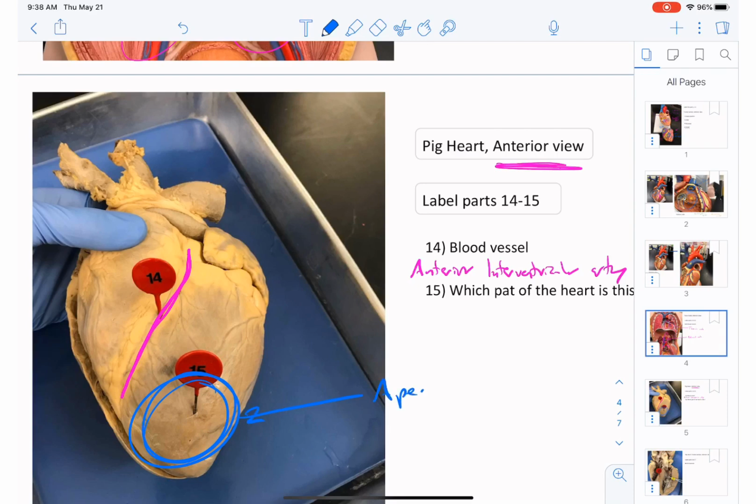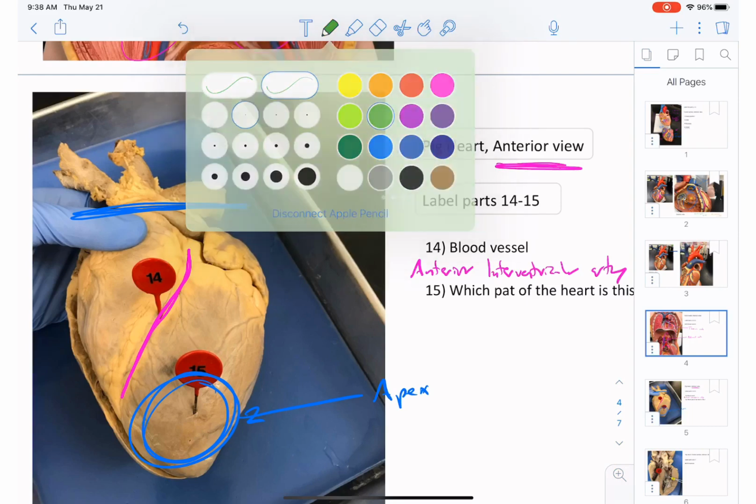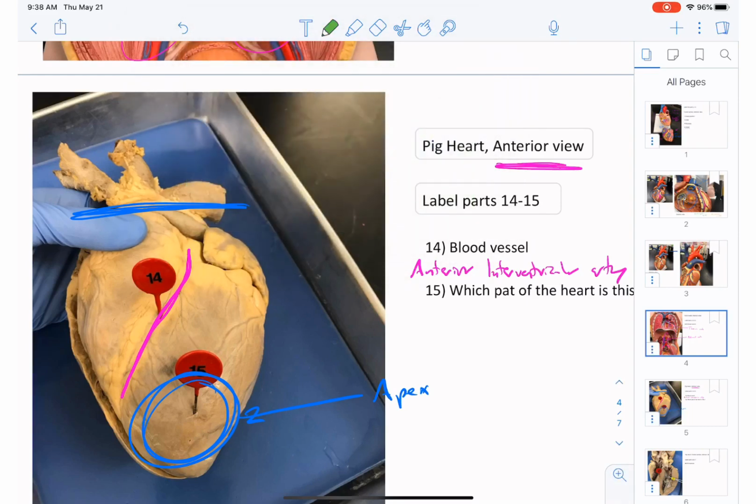And then number 15, I want to know what this area of the heart is right there. And that is the apex of the heart. And that makes this area the base of the heart. Let's see, what are some other features? What's this thing right there? That is the left auricle.